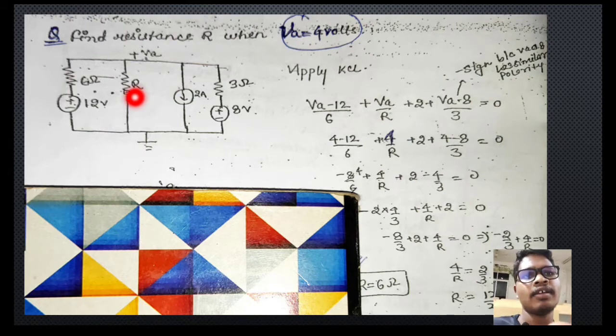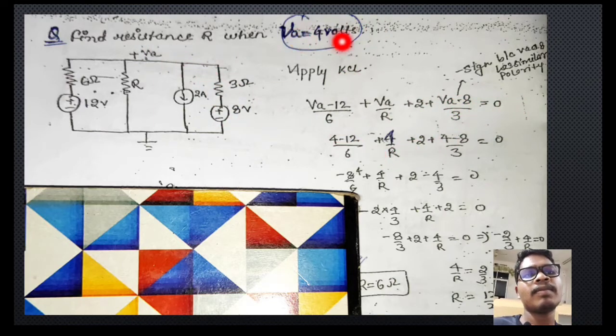of resistance R. Okay, so here apply the KCL. Where? This is one node, this is another node. So in this node we are taking the reference, and it is the non-reference node. So in the non-reference node we need to apply the KCL or KVL equation. So put the KCL equation here, that means (Va minus 12) divided by 6 is equal to the current across there, and Va divided by R is the current across this, and this current is 2, so here apply 2, and (Va minus 8) divided by 3, the current across this, equal to 0.